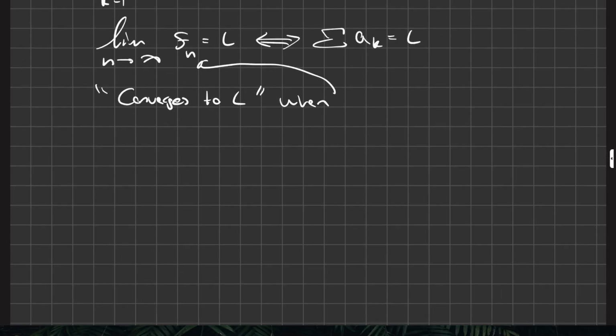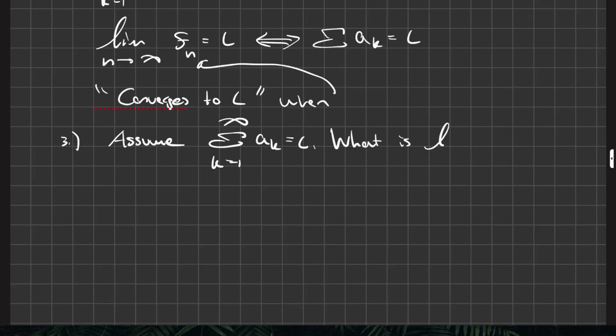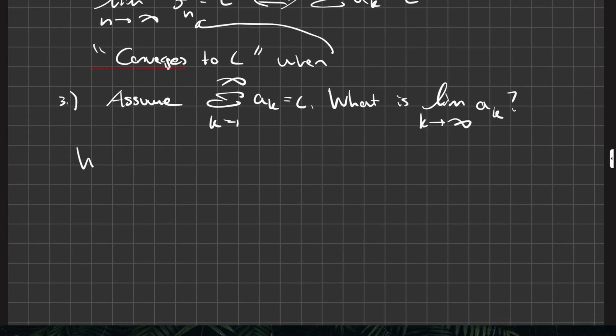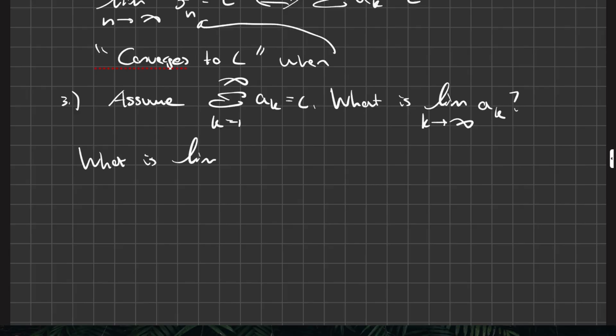Okay, let's look at problem 3. This problem 3 asks, assume the sum of a sub k equals L. What is the limit as k goes to infinity of a sub k? And what is the limit as n goes to infinity of s sub n, where they give us s sub n is of course the discrete sum from k equals 1 to n of our sequence.